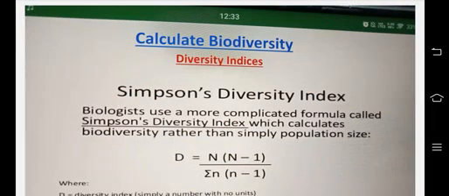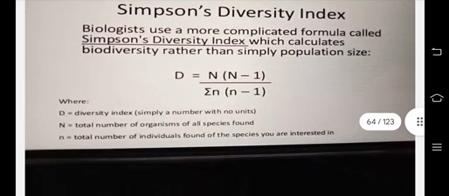Calculate biodiversity, diversity indices. Simpson's diversity index. Biologists use a more complicated formula called Simpson's diversity index, which calculates biodiversity rather than simply population size. D equals N into N minus 1 divided by small n into n minus 1, where D is the diversity index, simply a number with no units. Always remember, no units. Capital N is the total number of organisms of all species found. Small n is the total number of individuals found in the species you are interested in.